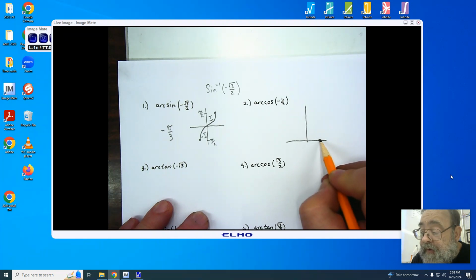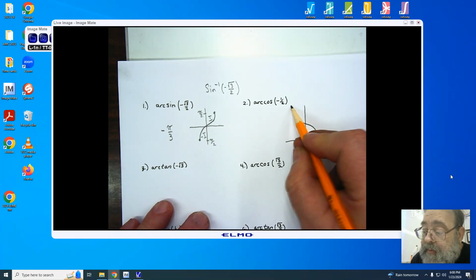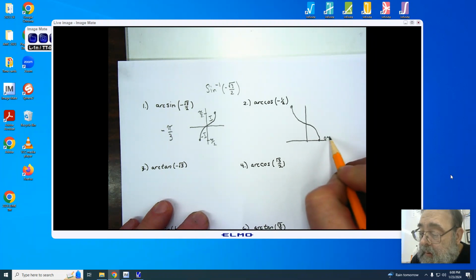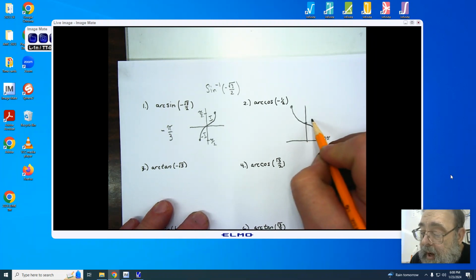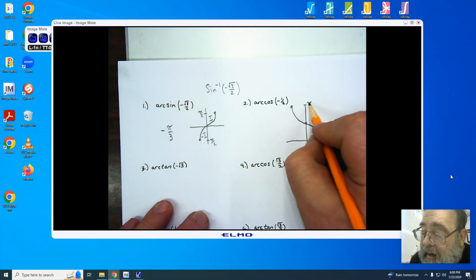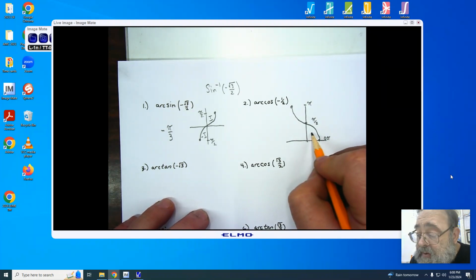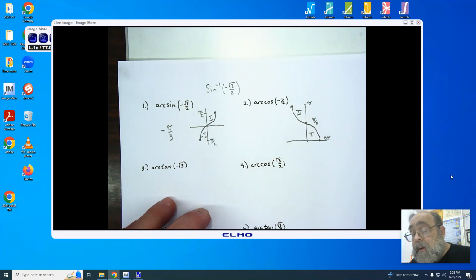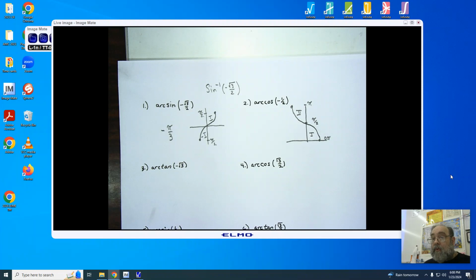Arc cosine won't give me a negative first quadrant. It goes in the first and the second quadrant, from 0 to pi, going through pi over 2 at 0, and then goes to pi. So it will give me an answer in the first and the second quadrant. I'm not going to have a third quadrant or a fourth quadrant. Not at all. It won't happen.